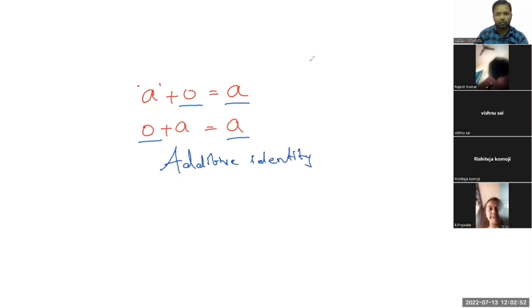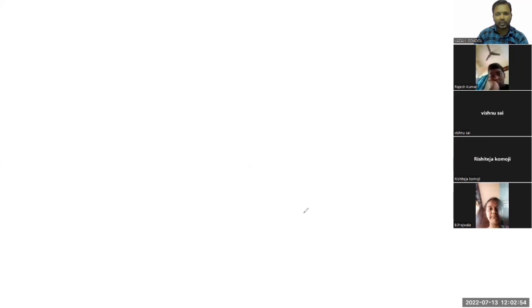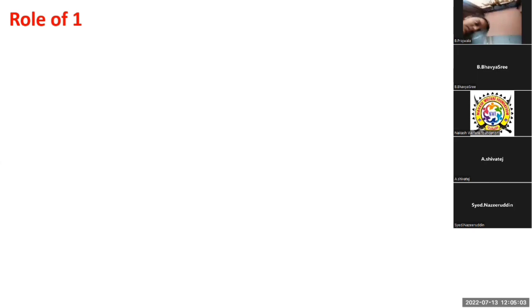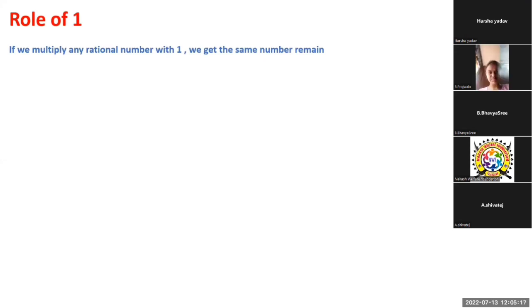So today we will continue this topic and we will discuss what is multiplicative identity. Am I audible to everyone? Just show me the thumb sign if it is. So one is called multiplicative identity for all the rational numbers. You can note down this definition, everyone. If we multiply any rational number with 1, we get the same number remaining.